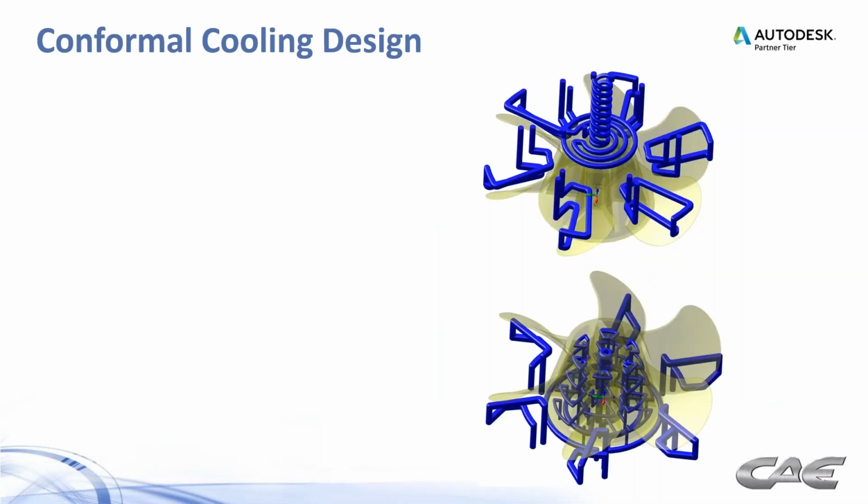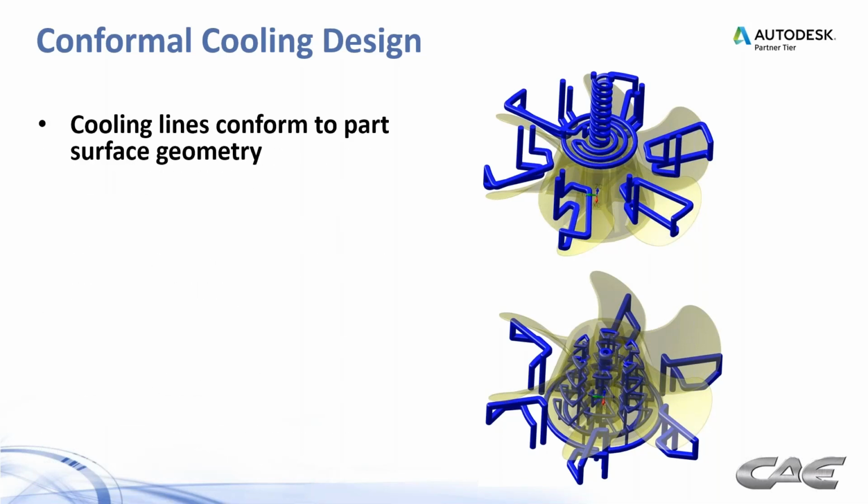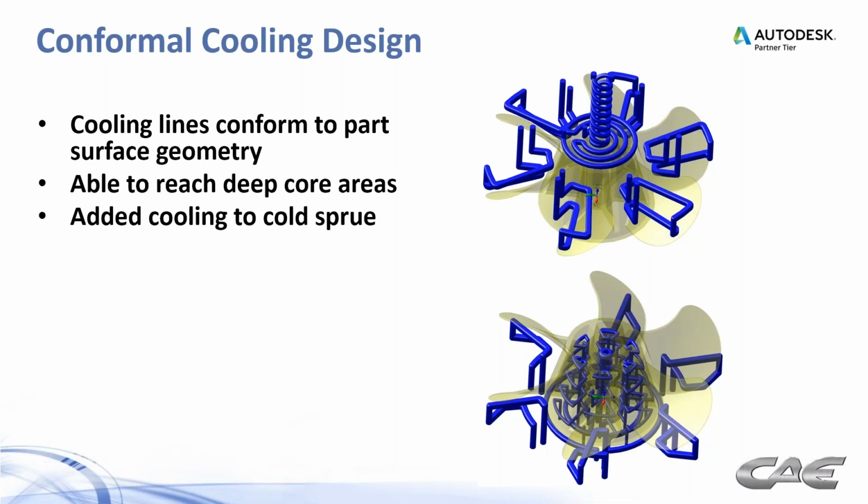So here's a conformal cooling design idea. You can see we have cooling lines that conform to the part surface geometry, particularly in the fan blade areas. We're able to reach the deep core areas a little easier than we could with the conventional cooling. We added cooling to cool the sprue. You see a very tight helix coming around that sprue. And if you have a big, thick, fat sprue feeding your part, it could very well be the case that the sprue controls your cycle time, and we don't want that.